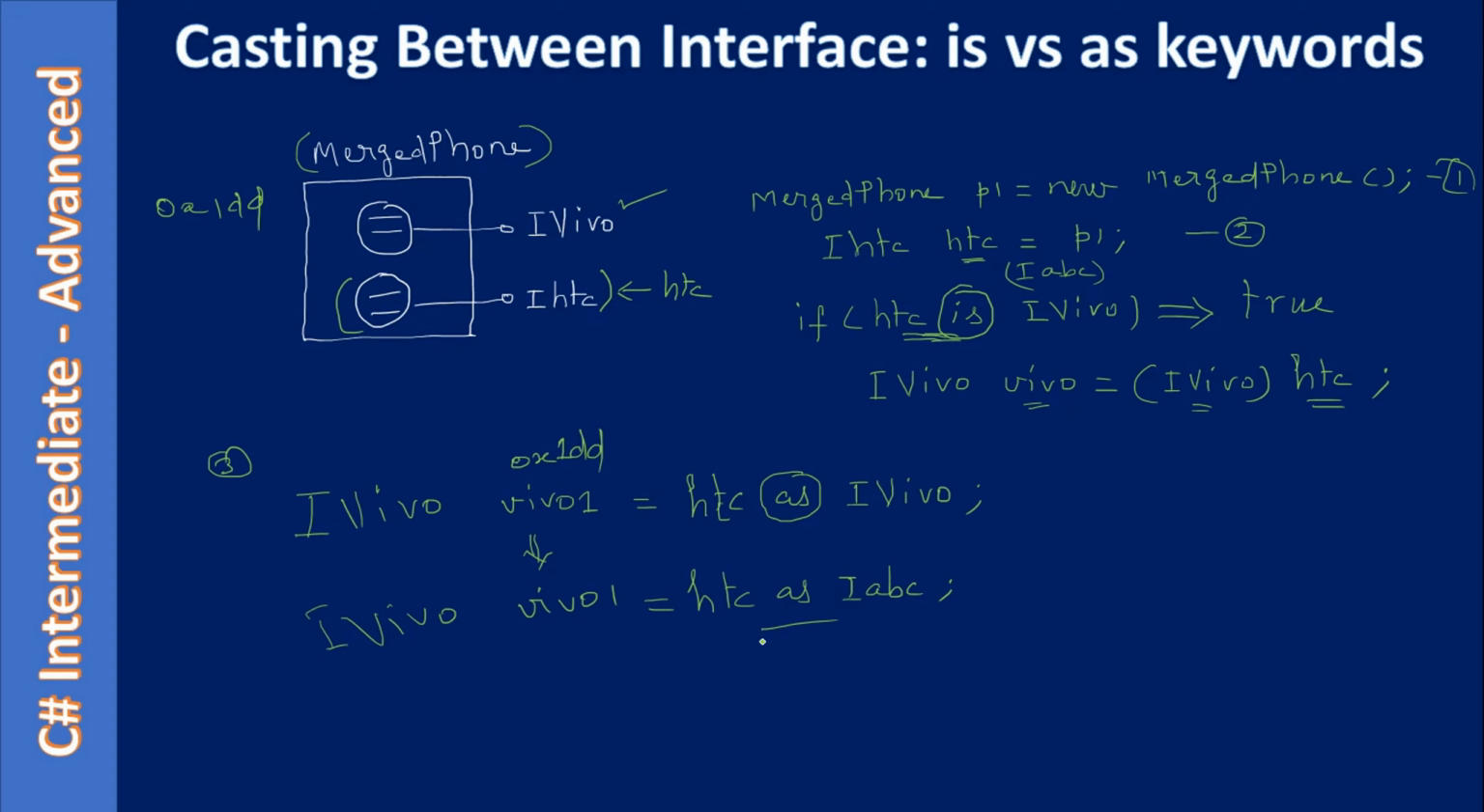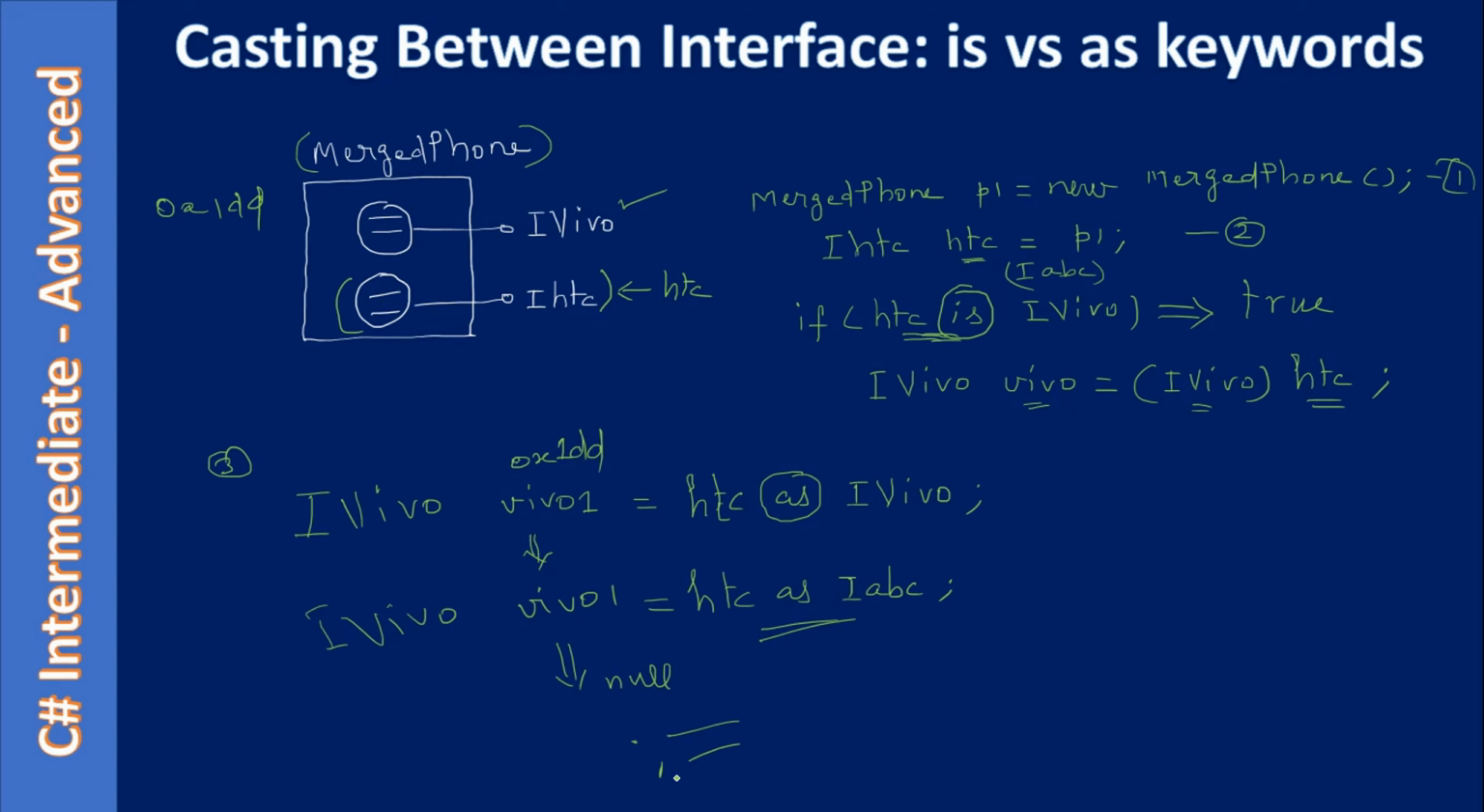This time this will fail. Why? Because our merged phone is not implementing IABC. So what we will have here is null. So when you use the as keyword, you always have to check whether this interface is null or not. If it is not null, then you can start accessing the functionality using the dot notation.